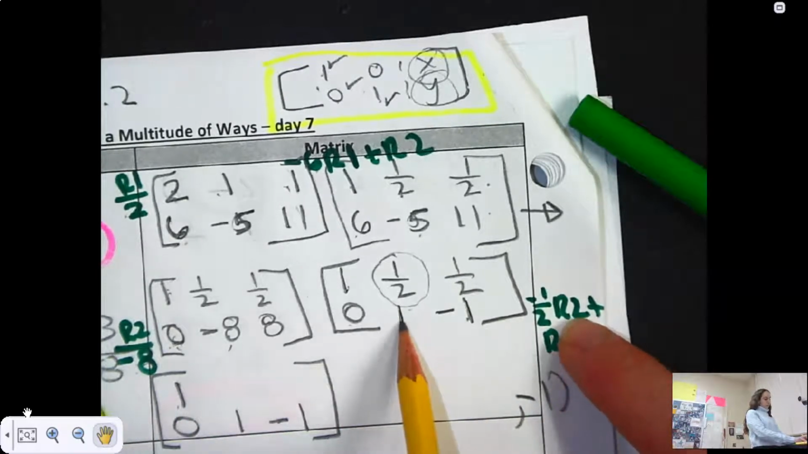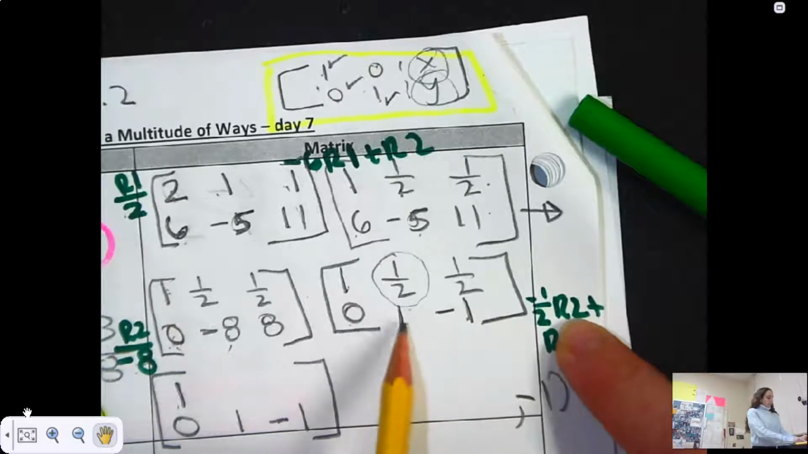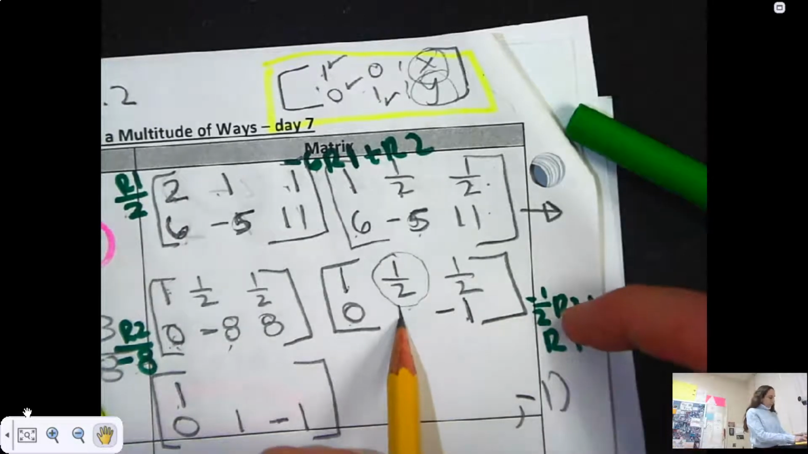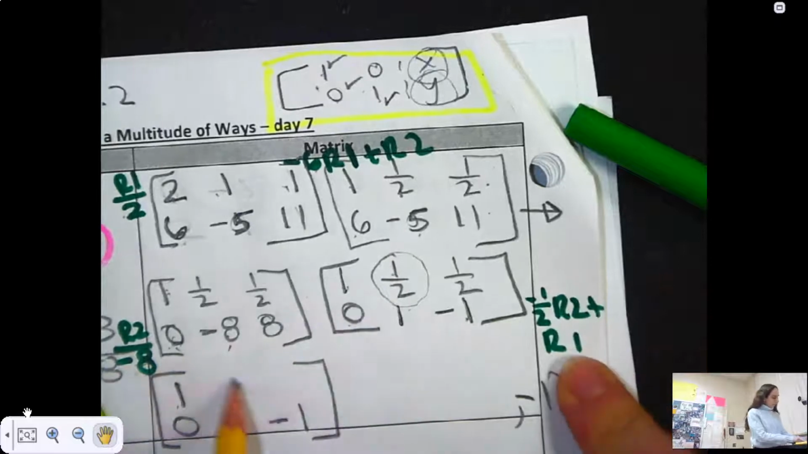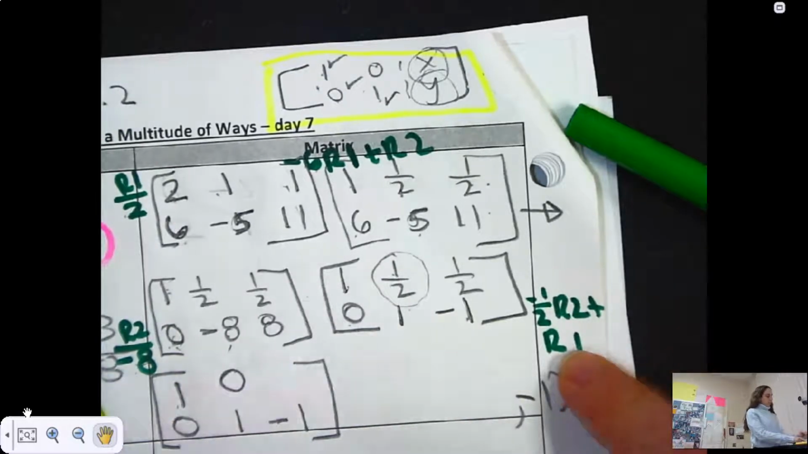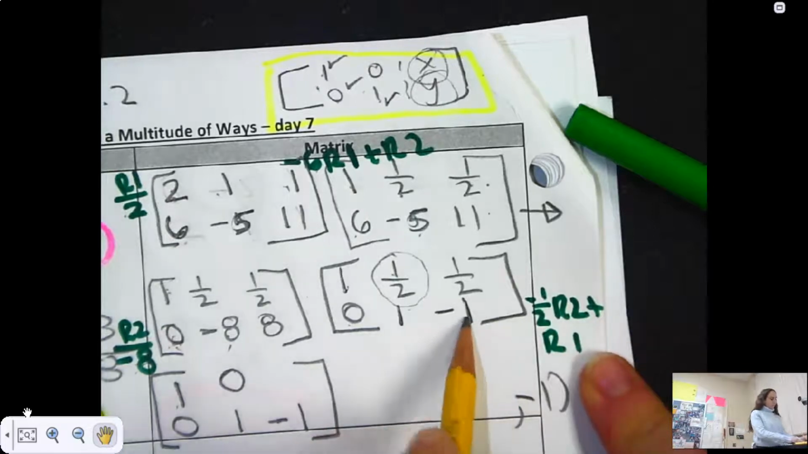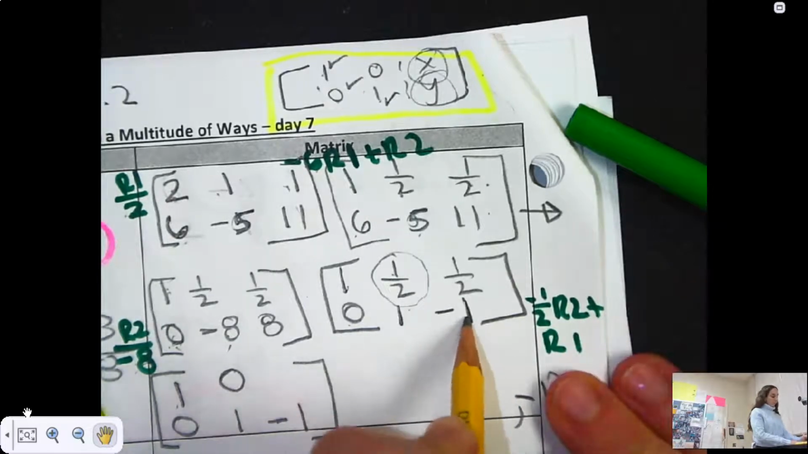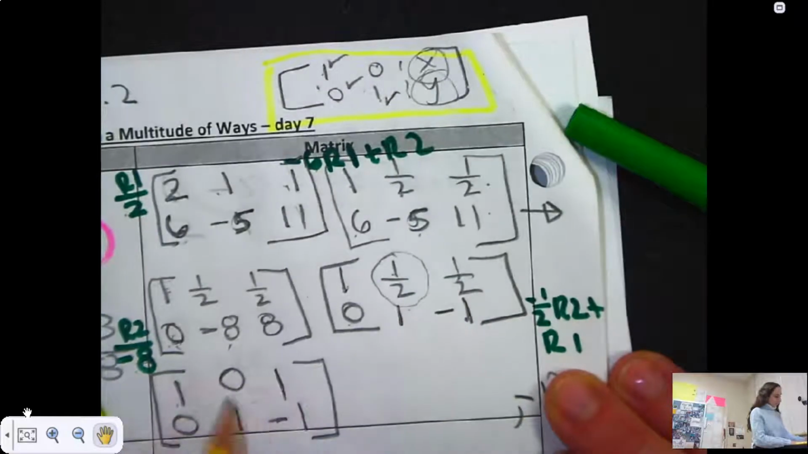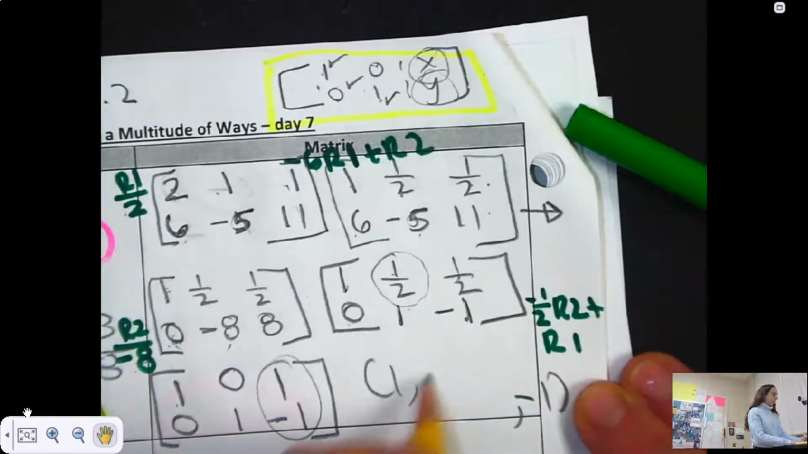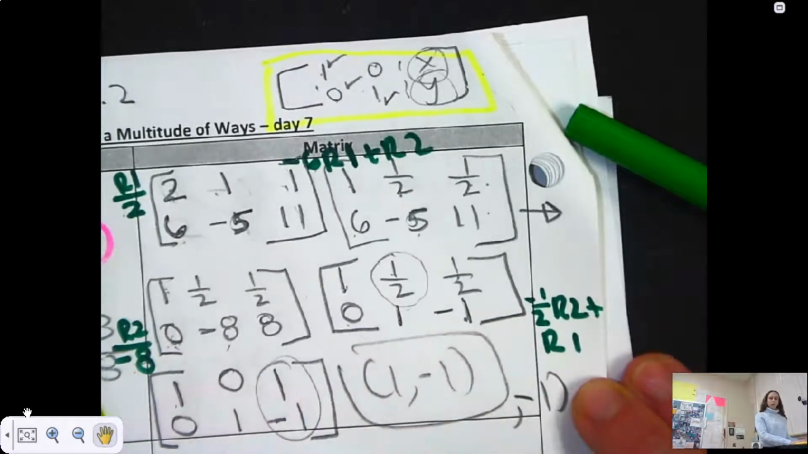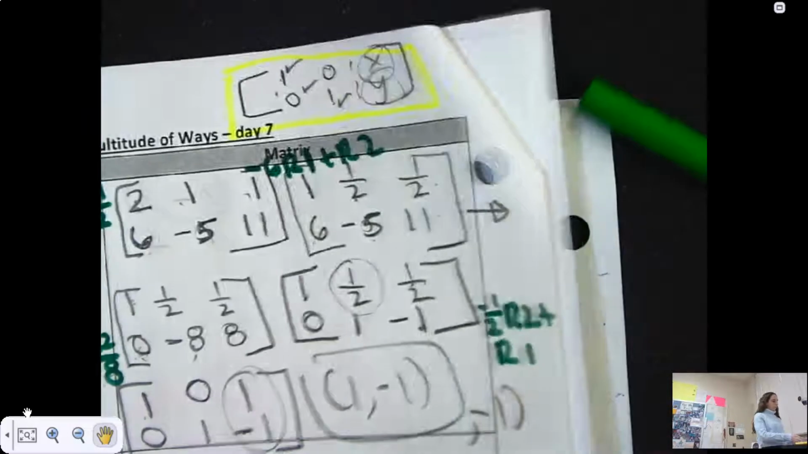-1/2 times the second row is, oh my gosh, -1/2 plus 1/2 is 0. There's my 0. If I go -1/2 times -1, that's 1/2 plus 1/2 is 1. And look, there's my x, there's my y. We'll do practice, okay? All right, let's look at this one.